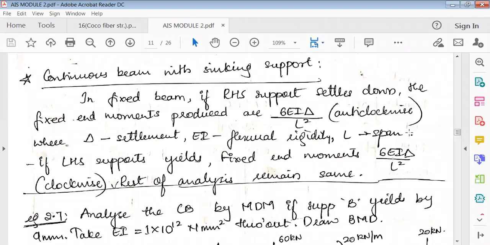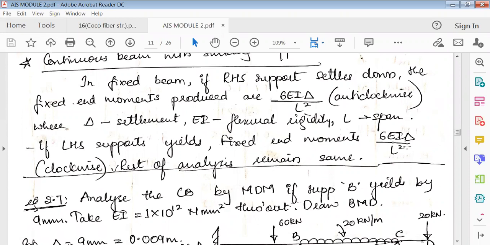Hello everyone. So the next is continuous beams with sinking support. We have already dealt with the supports which are in a straight line, that is the beams which are not sinking. And the next concept is continuous beam with sinking supports.